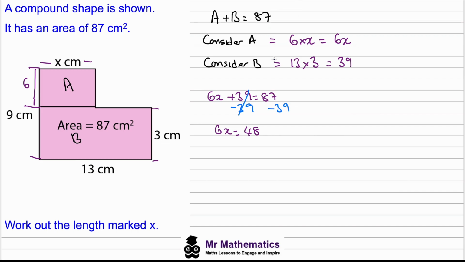And now we need to cancel out this multiplication of 6. And the opposite of multiplying by 6 is dividing by 6. So when we have 6 divided by 6, these will cancel to make 1. So what we're left with is 1x, or just x, will equal 48 divided by 6, which is 8. And this will be in 8 centimeters. Okay?